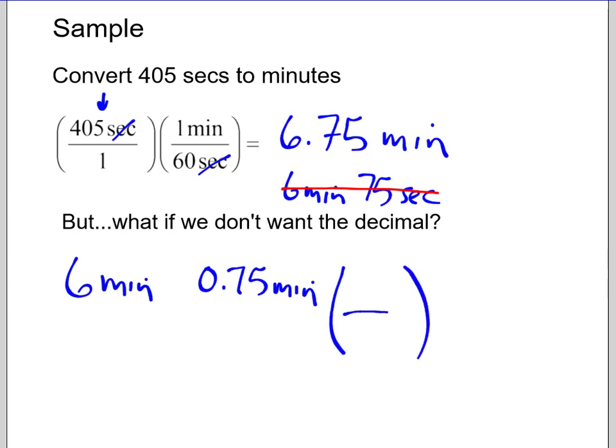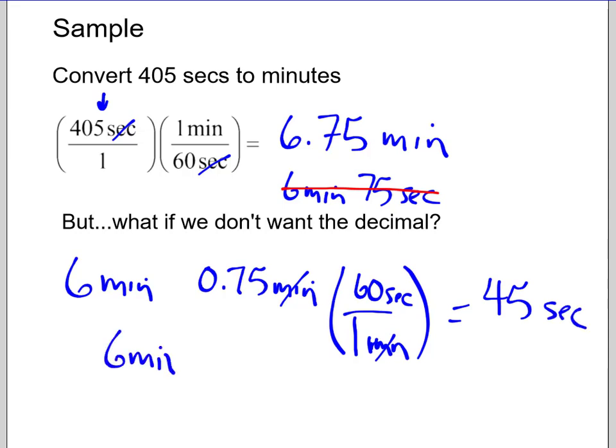And then we're just going to convert this piece or portion of the minutes. 1 minute is the same as 60 seconds. These guys cancel. And when you times 0.75 times 60, you come up with 45 seconds. So this would be 6 minutes and 45 seconds. Now maybe you were comfortable enough with 0.75 being 3/4 and you could go straight to 45. That's fine. I'm interested in the process.